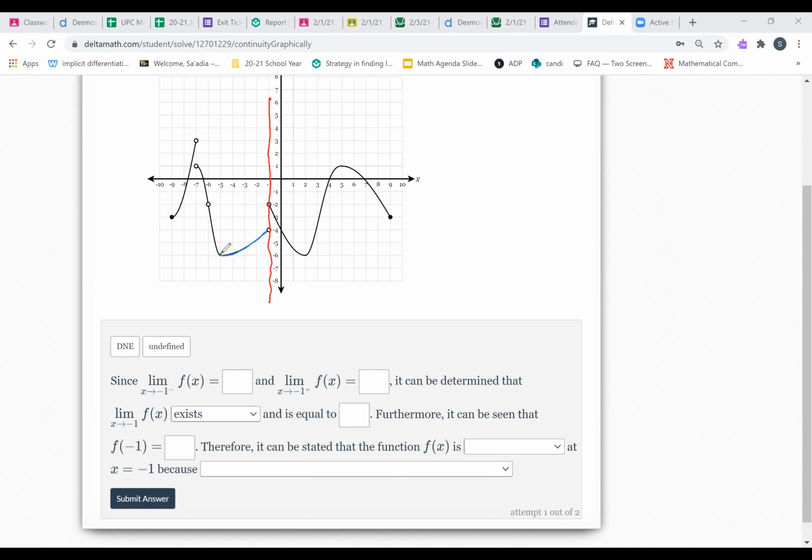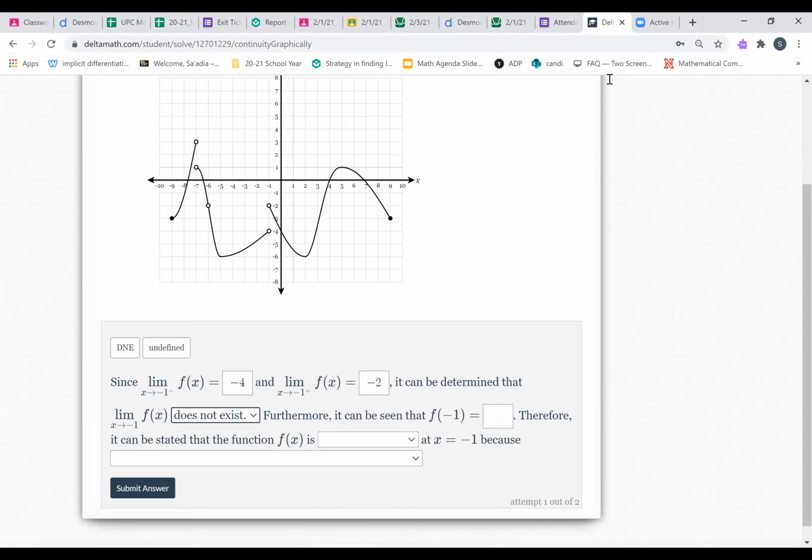From the right, when you trace the graph, okay, it's still recording. From the left, when you trace, you land at -4. From the right, when you trace, you land at -2. So the left is -4, the right is -2. Because those two are not the same, our limit does not exist. So because our limit does not exist, we look for the y value. Well, you have to check that anyway.